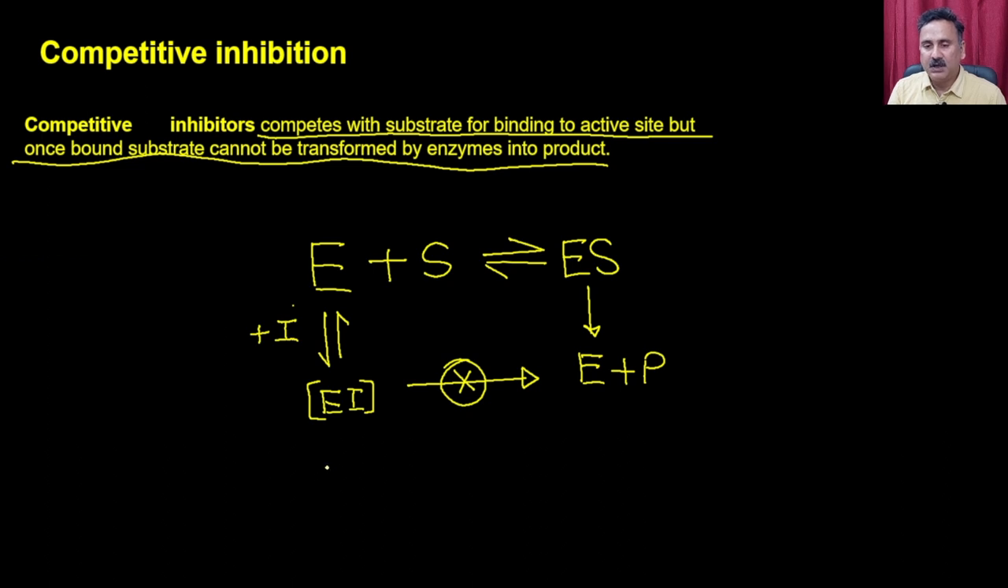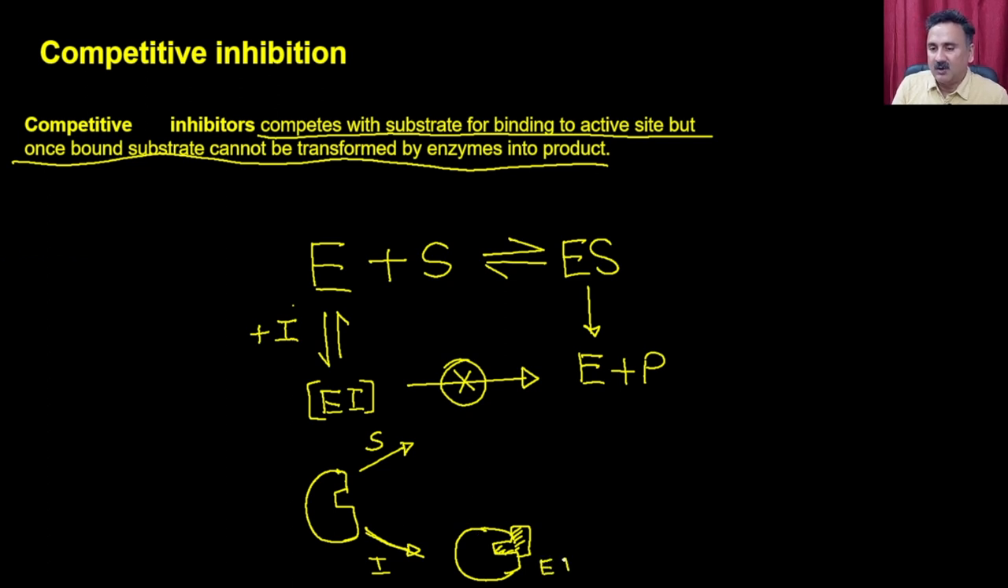Suppose you have an enzyme, and suppose this is the active site. It can take up the substrate on one side and the inhibitor on the other side. If it takes the inhibitor, it forms the enzyme inhibitor complex. So this is the inhibitor that is going to bind, and this is the enzyme inhibitor complex.